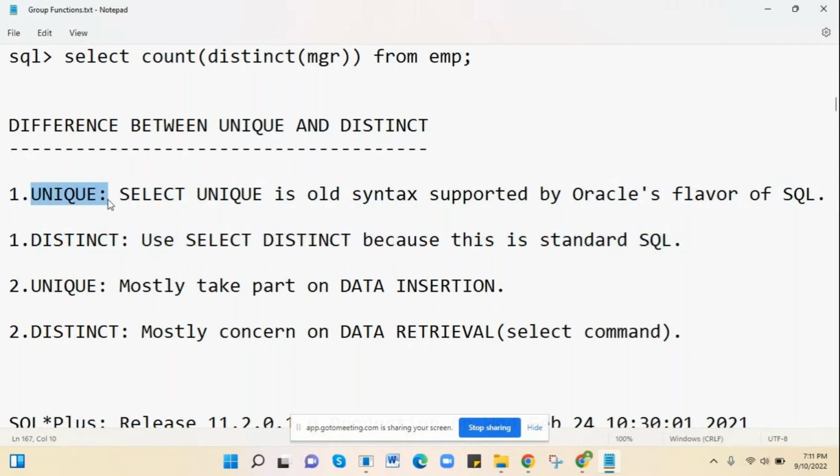Why? Because PL/SQL is a product from Oracle only. No other database can use PL/SQL. Every database can use SQL, but only Oracle can use PL/SQL. SQL Server has other programming languages. IBM has other programming languages like mainframe. Everyone has their own programming language. Here unique is supported only for the Oracle database.